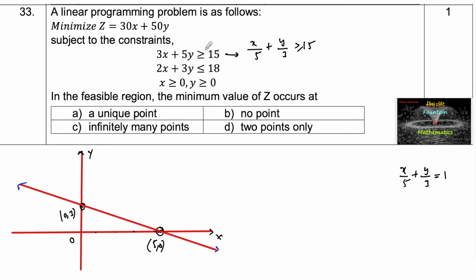And since it is given greater than or equal to 15, let's verify with the origin. It's 3 into 0, 0, 5 into 0, 0. Is 0 greater than or equal to 15? Which is false. So our region is not containing the origin. So the shaded region is to be away from the origin, the upper half plane, we can say.